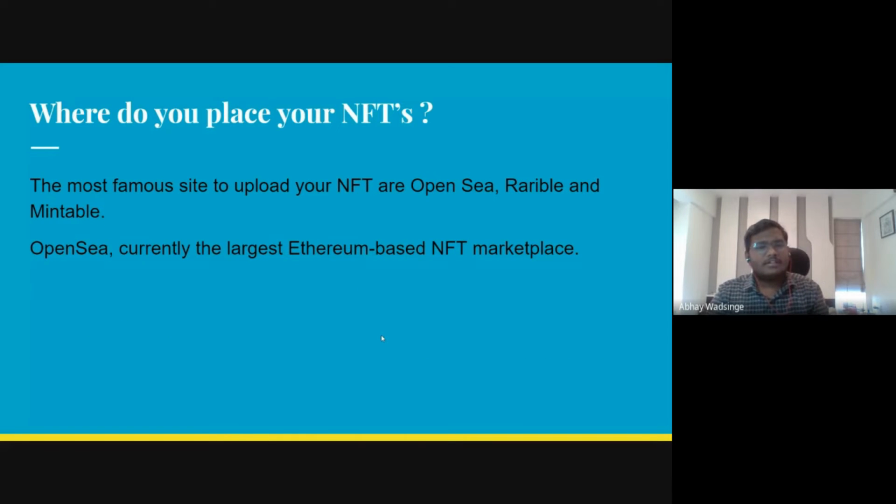Now, where do you place your NFTs? The most famous websites to upload your NFTs are OpenSea, Rarible, and Mintable. These are websites where the bidding of NFTs takes place. Say I have placed my NFT on OpenSea. I've just posted my NFT on the OpenSea platform. Then I'll set a price that I want to sell this NFT at, let's say 1 ETH.